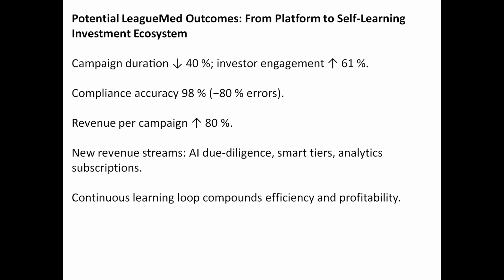And then this is kind of like some potential outcomes. So if you implement this agentic AI, then for example, campaign duration decreases, investor engagement increases, compliance accuracy increases, and revenue per campaign increases, or something like that, and a new revenue stream. And continuously improve, compounding efficiency and profitability. So I will show you a demo later.